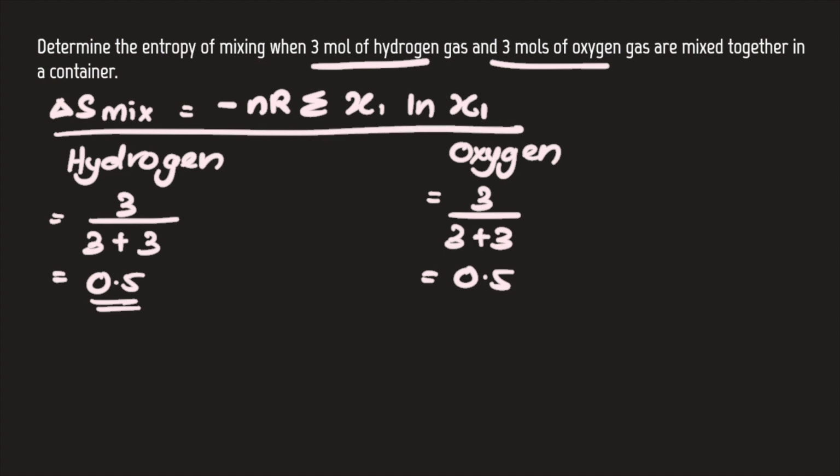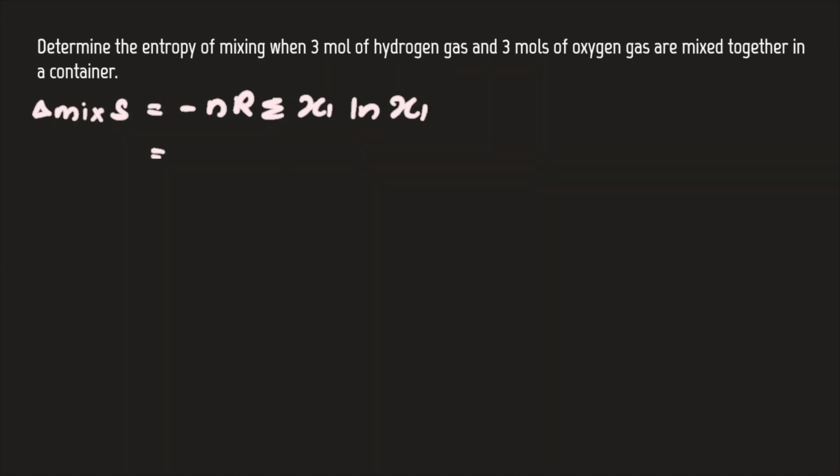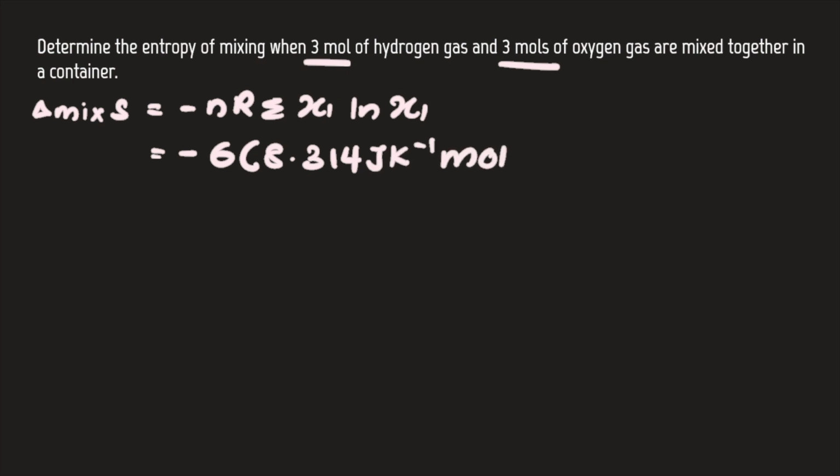Then what value of R are you going to use? Because you want it to be in joule per Kelvin, your value of R should be equivalent to 8.314 joule per Kelvin per mole. Alright, so what is the value of your n? So we have 3 mole plus 3 moles, which means it's 6. And then the value of R is 8.314, and the unit should be joule per Kelvin per mole.